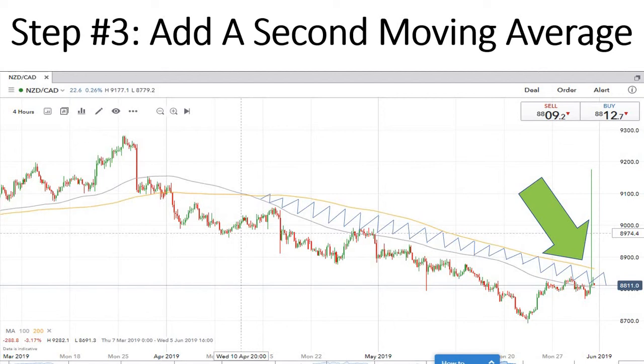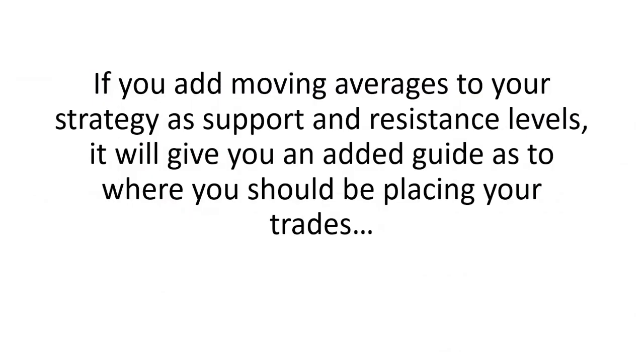Okay guys, so I hope you have found the information in the video useful so far. If you add moving averages to your strategy as support and resistance levels, it will give you an added guide as to where you should be placing your trades.